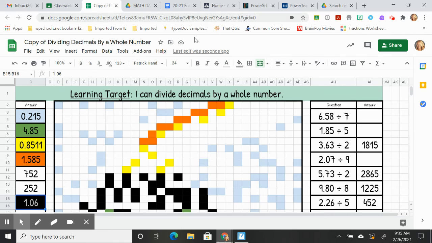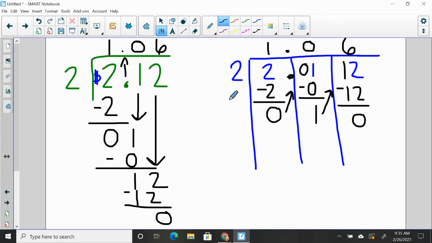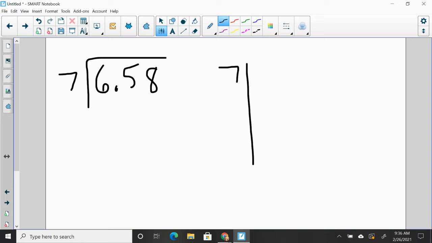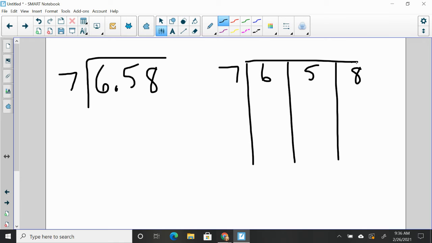So, all right, 6 and 5800ths divided by 7. Okay, 7 on the outside, and I will put 6, 5, 8. Okay, so I don't have a preference on what strategy that you choose.